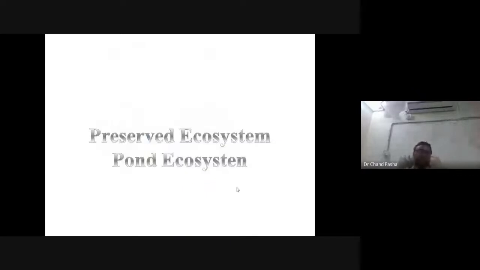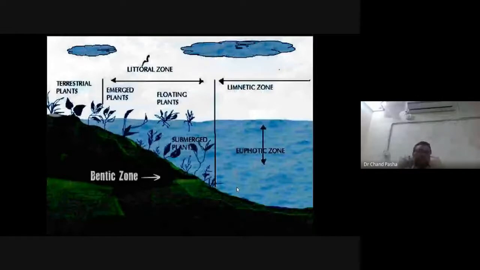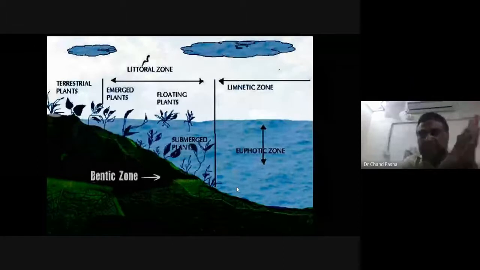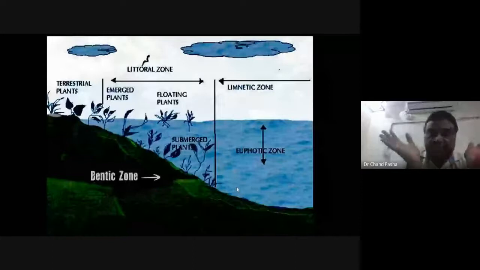And there are two short sections, preserved ecosystems and perturbed ecosystems. A preserved ecosystem is an ecosystem which maintains its features constant for a very long period. Take a pond ecosystem, whatever you study, about 50 years back, even now, it is almost the same. Whatever the zones are there, littoral zone, limnetic zone, and the benthic zone, they are going to be common. Always, they are common.